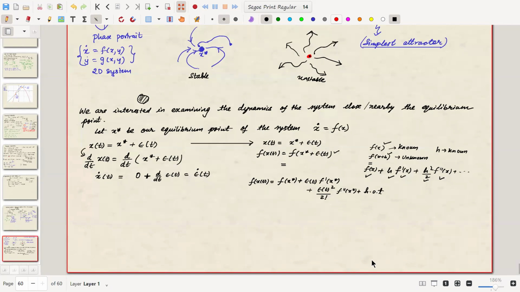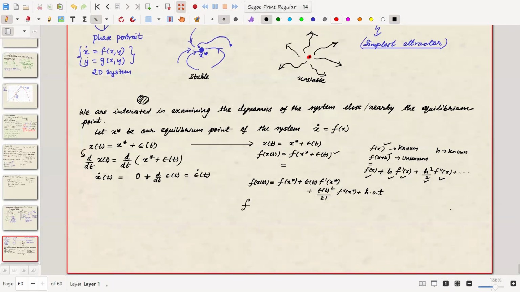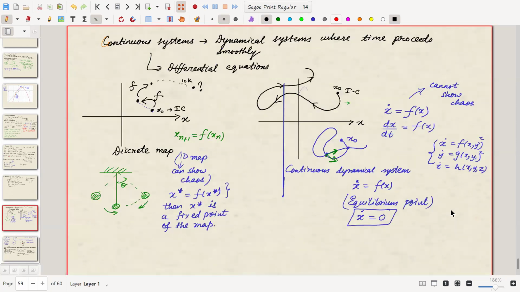So can we solve it more? Can you help me in this? Now, can you tell me what is f of x star? What is f of x star? No, f of x star is x star in maps. I told you here. f of x star is x star for maps.